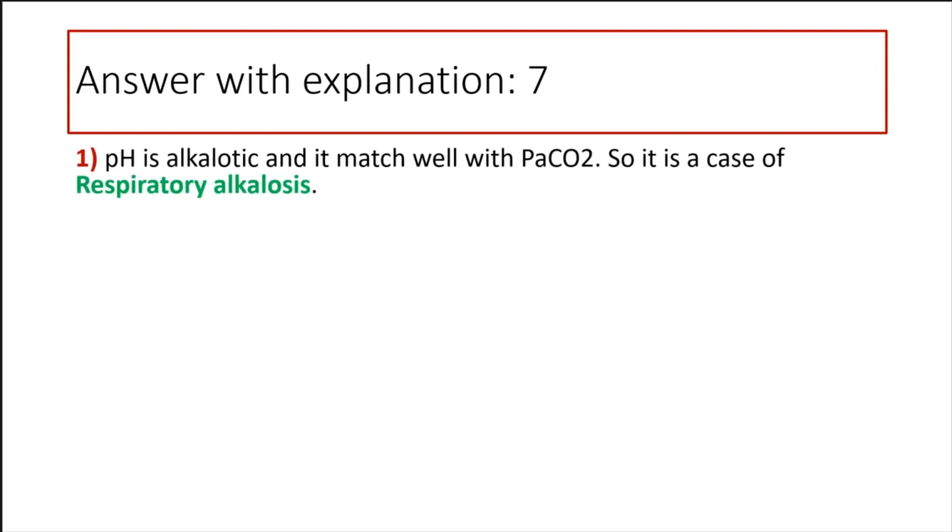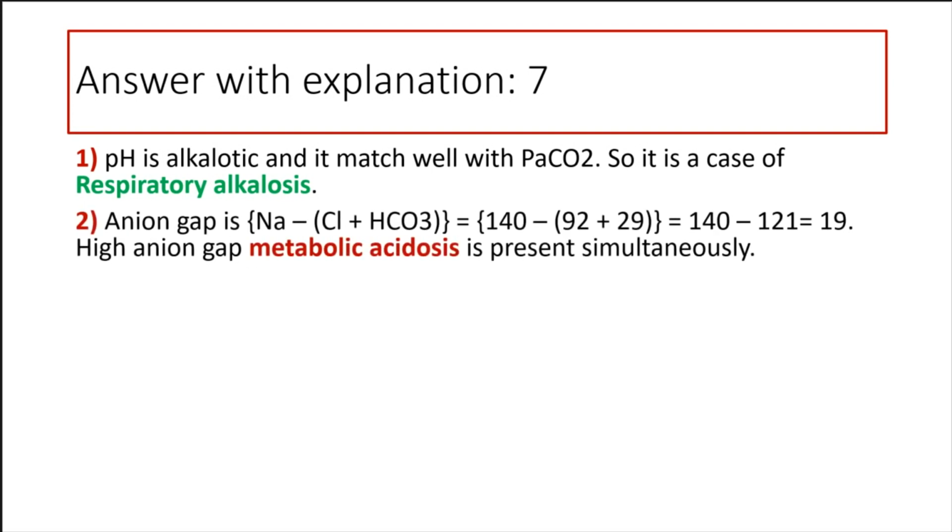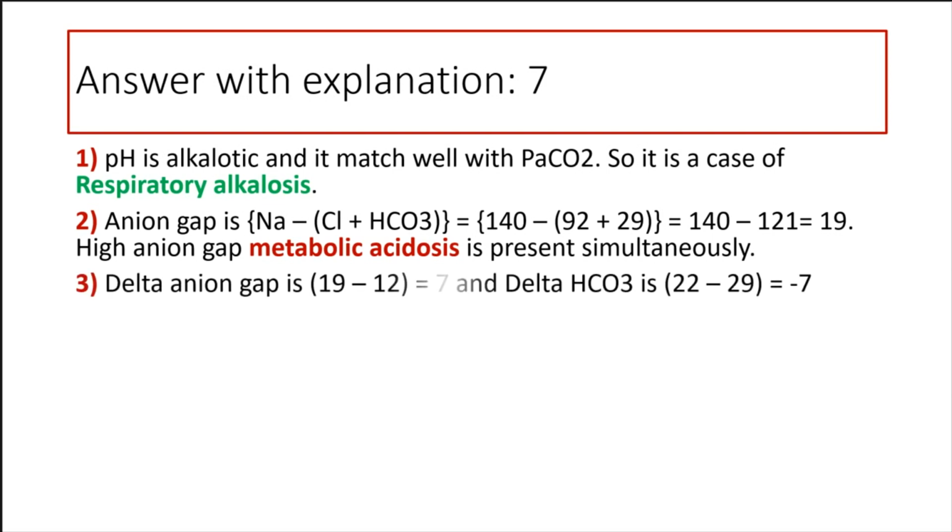pH is alkalotic and it matches well with PaCO2. So it is a case of respiratory alkalosis. 2. Anion gap is Na or sodium minus Cl or chloride plus HCO3 or bicarbonate, equals 140 minus (92 plus 29), equals 140 minus 121 equals 19. High anion gap metabolic acidosis is present simultaneously.